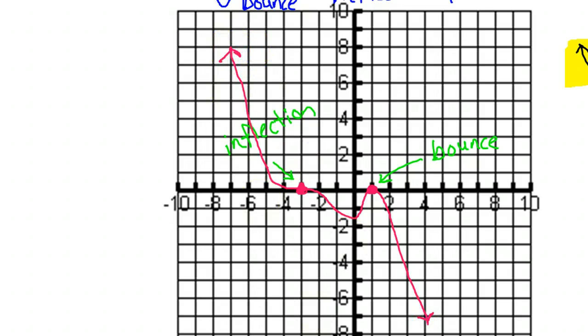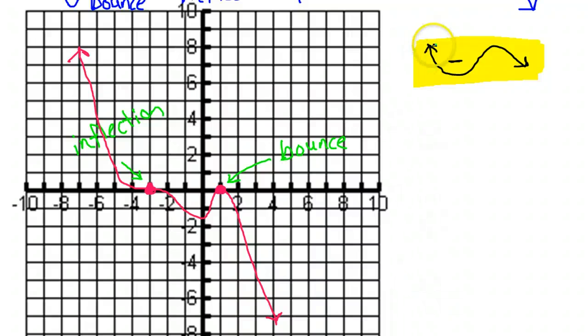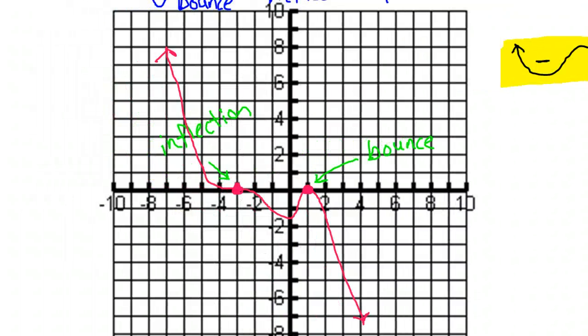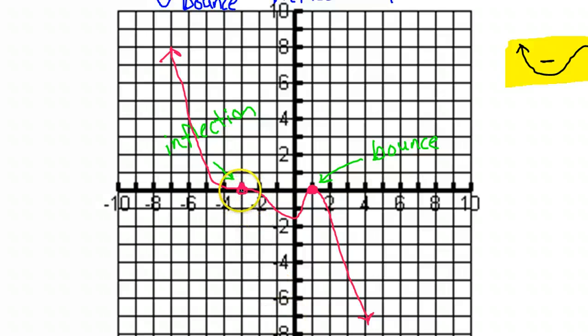Just like we wanted, we wanted to start high and end low. We did that. But we also needed to do an inflection here and a bounce here, and we did that as well. It's important that we didn't create any other zeros. We didn't cross the x-axis anywhere other than the 2 zeros that we had. So this would be a good graph for this.